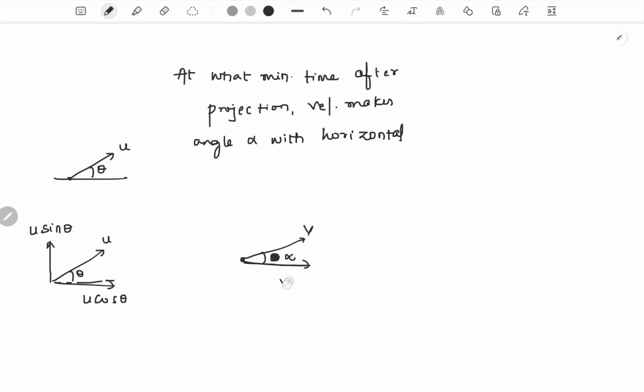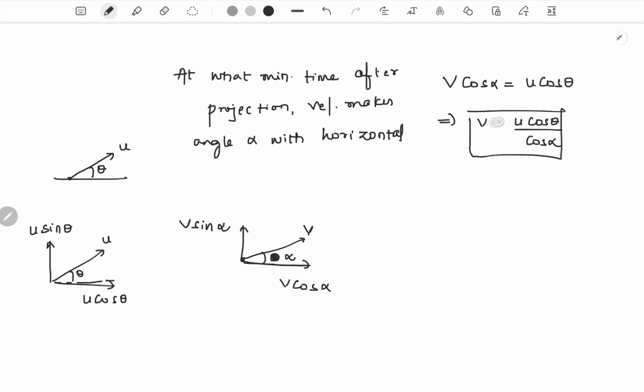Here, if velocity is v, the horizontal component of velocity would be v cos alpha. Vertical component of velocity would basically be v sin alpha. If you observe, at both points, horizontal component of velocity has to be the same. So v cos alpha must be equal to u cos theta, or we can write v is equal to u cos theta by cos alpha. But this is what we are interested to find basically: the time after which it would make an angle alpha.